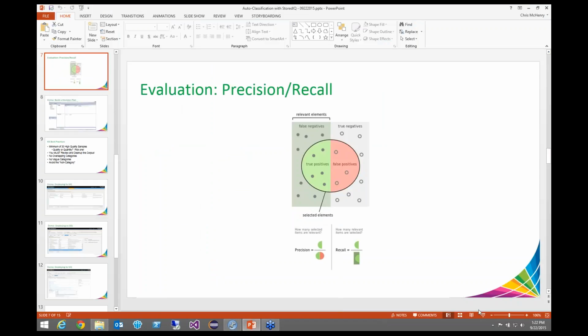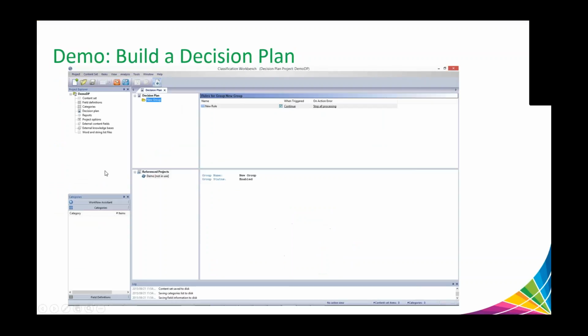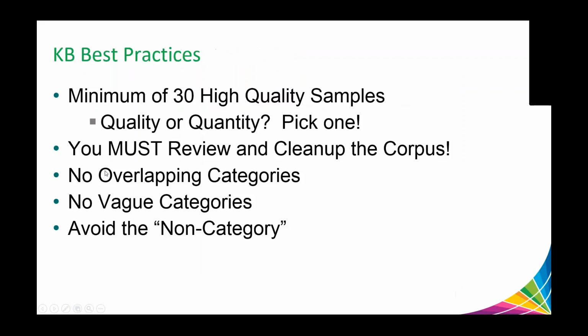All right, so back here at the presentation, I wanted to illustrate a few of the best practices when you're building these knowledge bases. First of all, 30 is a rule of thumb. It's not an exact science, but try to get 30 samples at a minimum. And I always say quality or quantity, pick one.